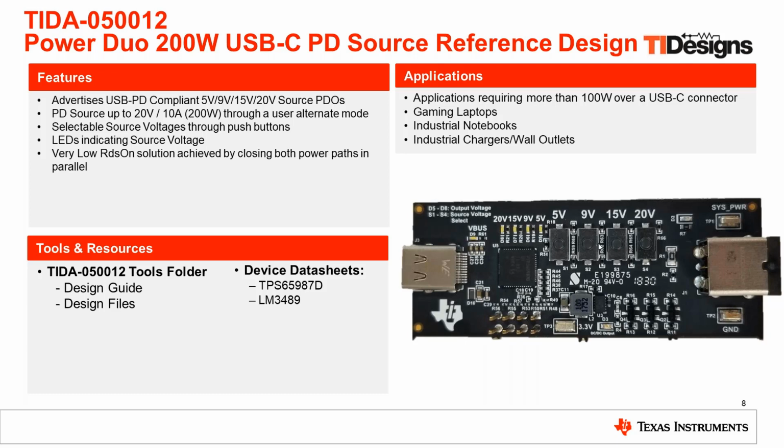Additionally, if you want to manually change the voltages that are offered, there are some push button switches here which toggle GPIOs on the 65987D to change the voltage that you want to offer. So for example, if I click on this 15 volt button, then the TPS65987D will offer 5 volts, 9 volts, and 15 volts, but it will not offer 20 volts. It will only offer the 20 volts after I've clicked on this 20 volt button. Again, this is all done through the internal PD modem inside the TPS65987D, so there's no need for an external MCU to achieve this functionality.